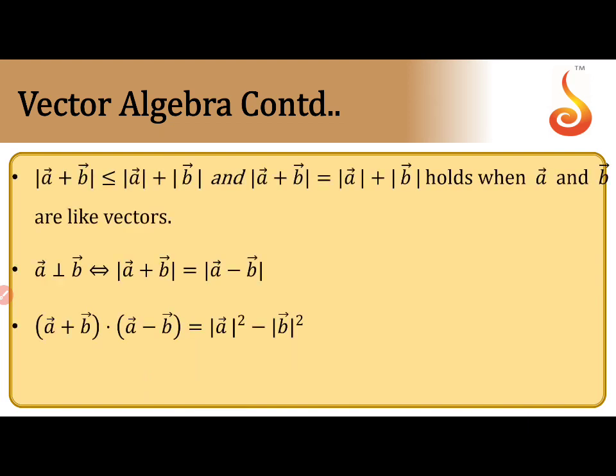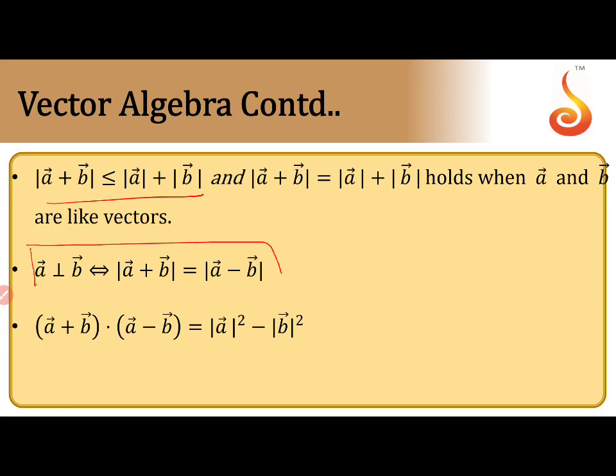Next, modulus of A plus B is less than or equal to modulus A plus modulus B, and modulus A plus B equal to modulus A plus modulus B holds only if A bar and B bar are like vectors. So that is the triangle inequality property. Equality holds only when they are like vectors or collinear vectors.